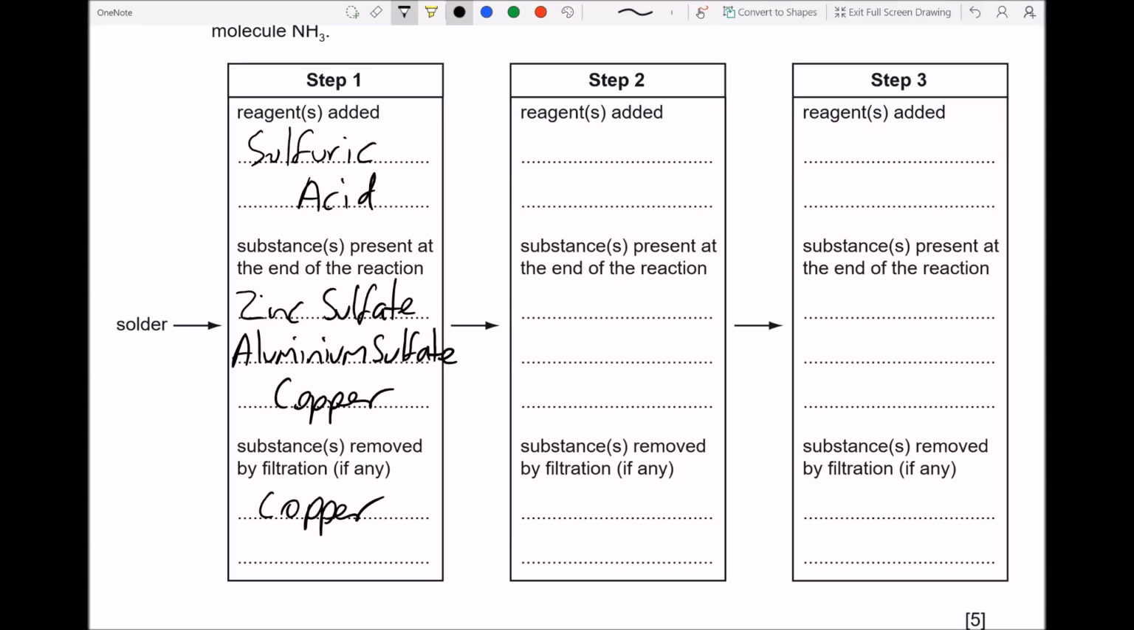So now what we have to do is we obviously have these two solutions now. We have zinc sulfate and aluminium sulfate, and we need to try and separate them as well. Now the chemicals that we had, remember right at the start, we had ammonia as well. And actually when we react zinc sulfate and aluminium sulfate with ammonia, we have a reaction with both of them. But they both react in a slightly different way.